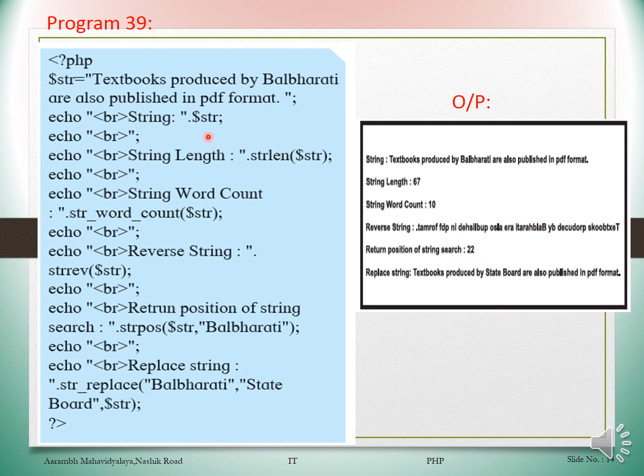Otherwise, as per our previous example, if we provide the string directly in our echo function, then the period operator is not essential. Here we have to replace Balbharati with Stateboard. Therefore in this string the output will be textbooks produced by, instead of Balbharati there will be Stateboard, and other data will remain as it is. Got it? These are some of the examples provided in your textbook. This is all about strings in PHP.